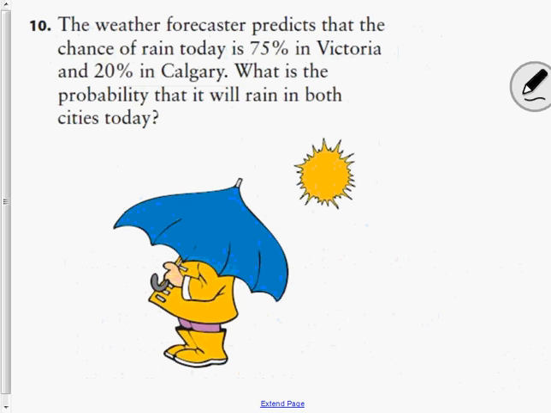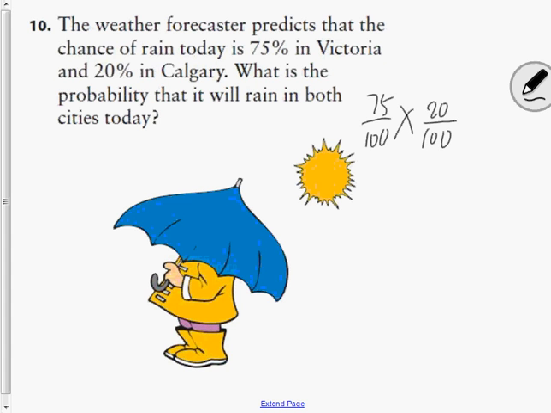The next question, a lot of people got this wrong. They had a hard time with it. It says the weather forecaster predicts that the chance of rain today is 75% in Victoria and 20% in Calgary. What is the probability that it will rain in both cities today? So there's 3 ways you can do it. You can first take 75% and just translate it to a fraction, 75% and 20%.